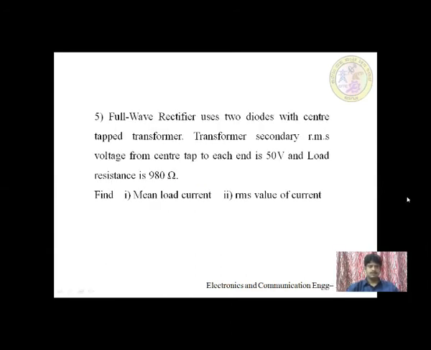And next question is: a full wave rectifier uses two diodes with a center tap transformer. The transformer secondary RMS voltage from center tap to each end is 50 volt and the load resistance is 980 ohm. Here we have to calculate the mean load current and the RMS value of current. So now we have to first understand what things are given and what is asked.